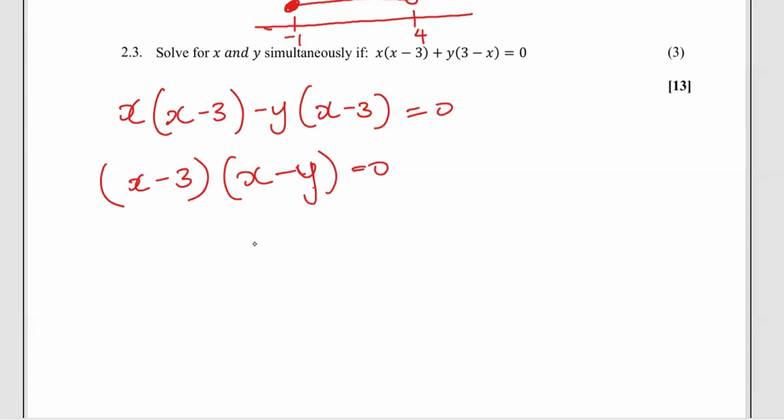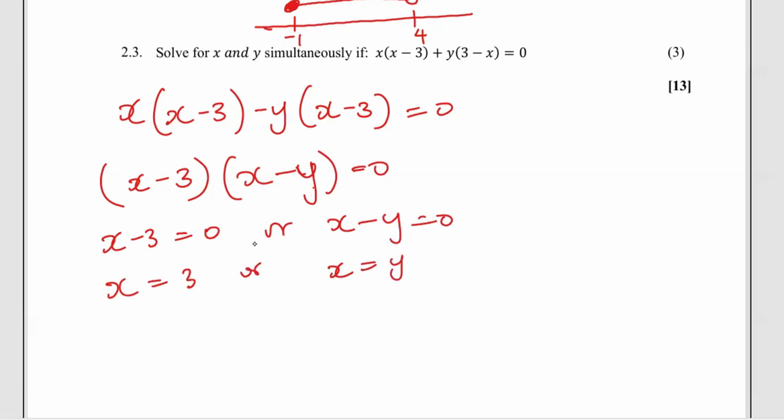Okay, so with this, we know that this first bracket, x minus 3, is going to be 0, or x minus y is going to be 0. So here, x is going to be 3. With this one, x is equal to y. So if x is 3, meaning that y is also 3. That's all they wanted, guys.